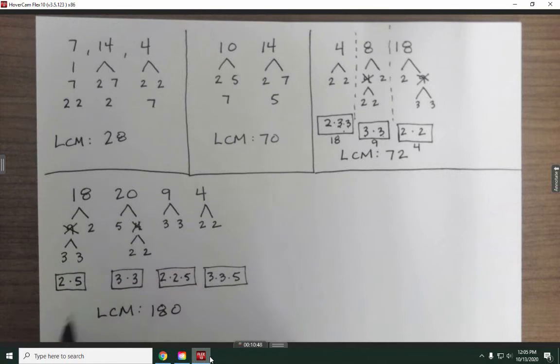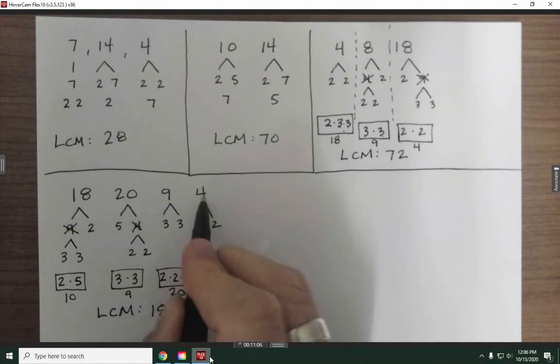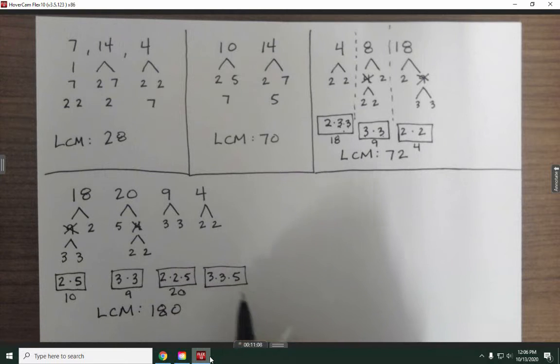So 180 divided by 18 is 10. 180 divided by 20 is 9. 180 divided by 9 is 2 times 2 is 4, times another 5 is 20. And 180 divided by 4, 3 times 3 is 9, 9 times 5 is 45.